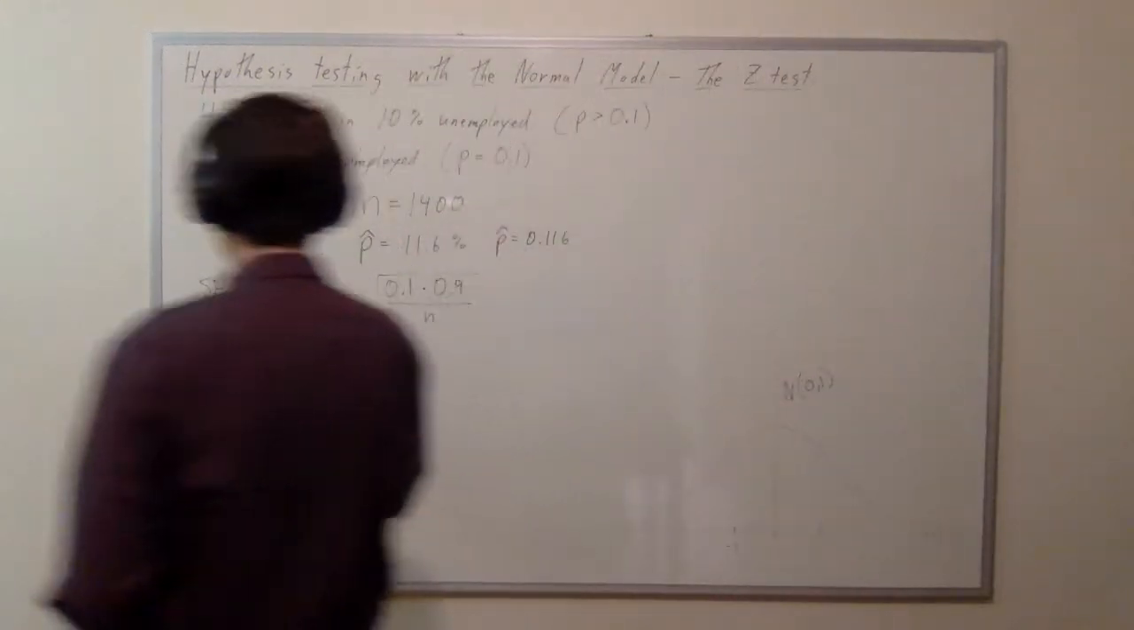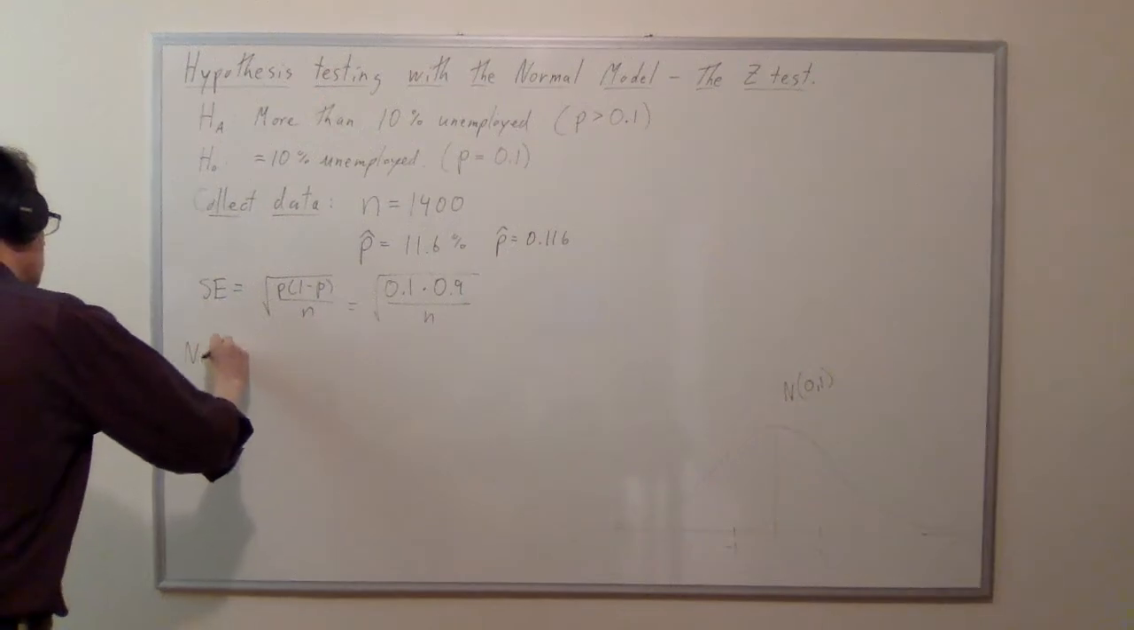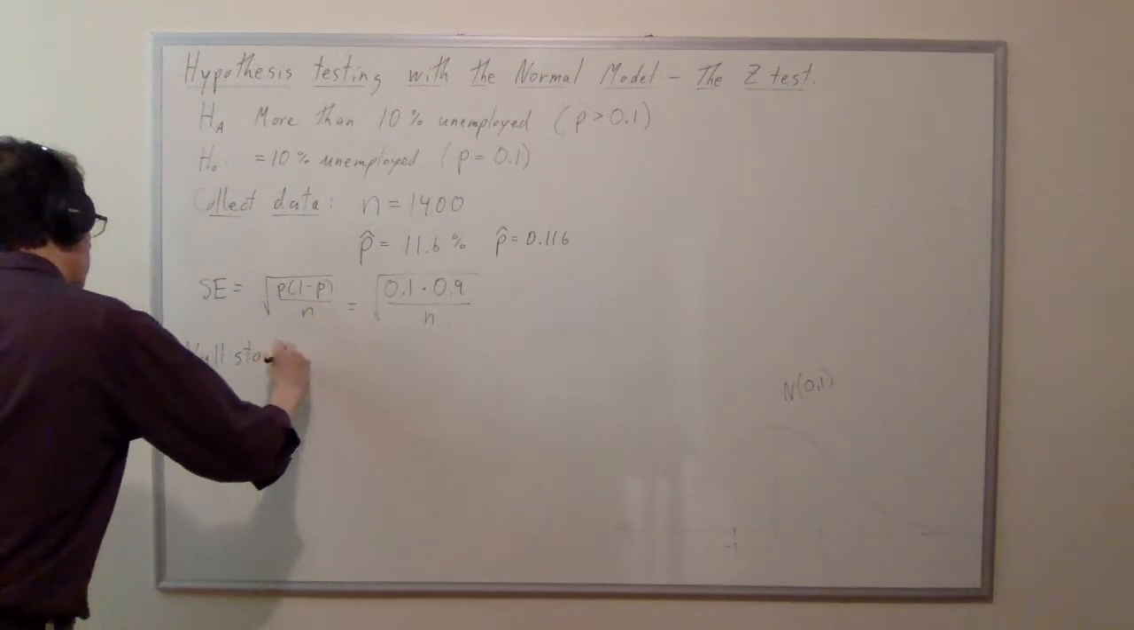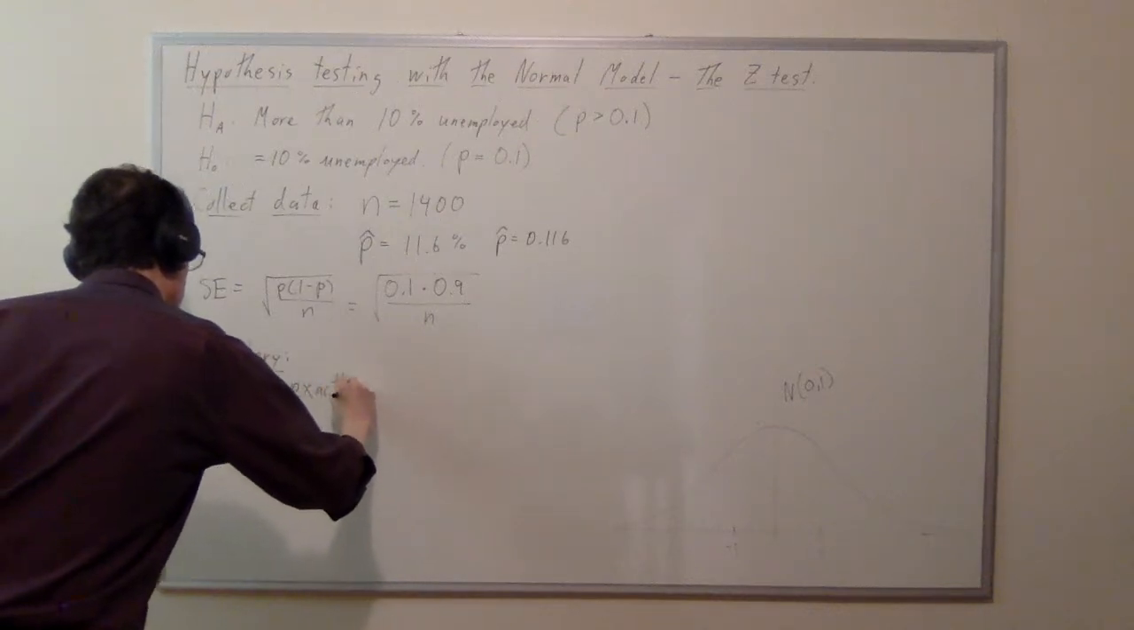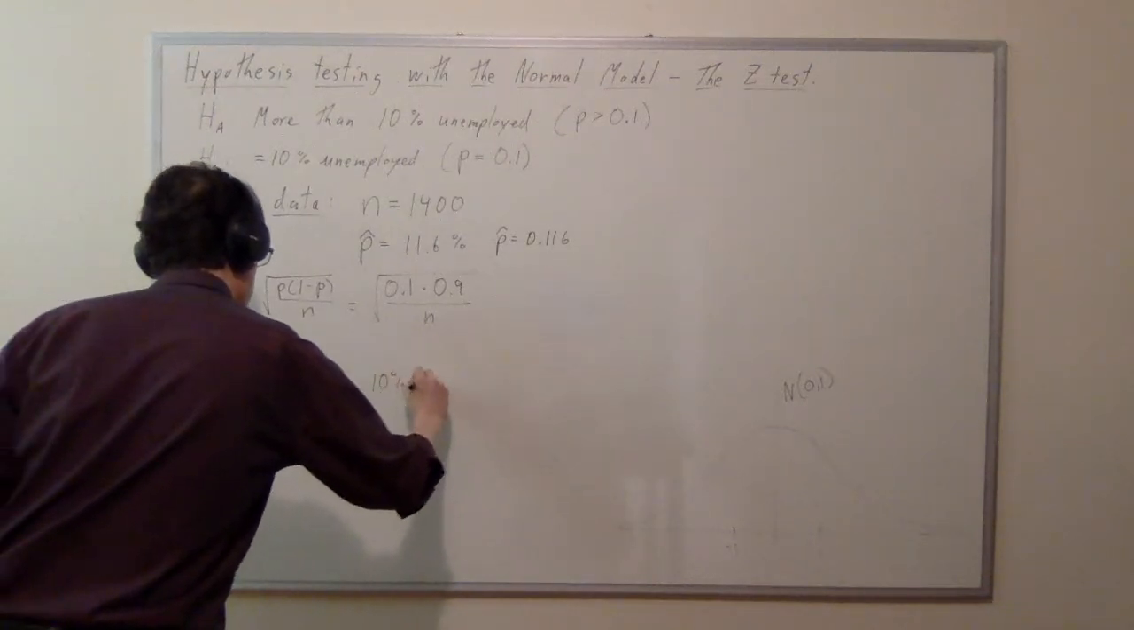So let's write down the null story here. So what is the null story? The null story is, first of all, exactly 10% are unemployed.